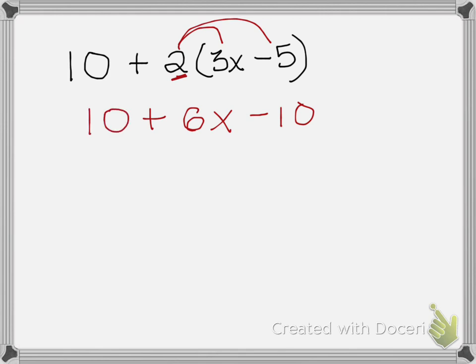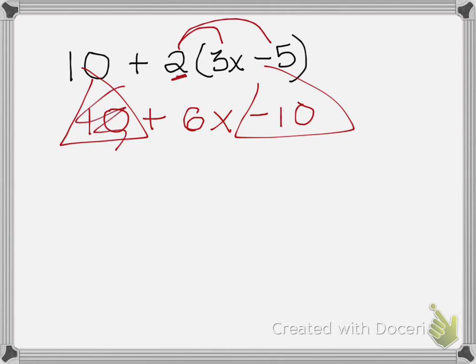Now I'm going to ask myself, are there any like terms that I can combine? I surely can. I can add the 10 and the negative 10 to each other. Or another way to look at it is 10 minus 10. And either way, I'm going to get 0. So technically, they cancel each other out. So therefore, my final answer will just be 6x.